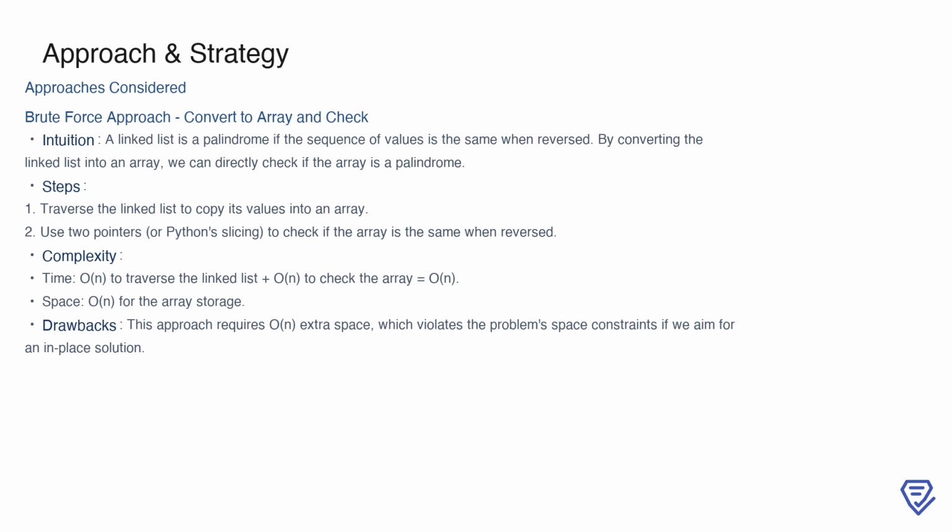This approach is straightforward and has a time complexity of O(n), as we only traverse and process the list once. However, it requires O(n) additional space to store the array, which goes against the problem's goal of achieving an in-place solution. This limitation makes it less ideal for scenarios where space optimization is critical.